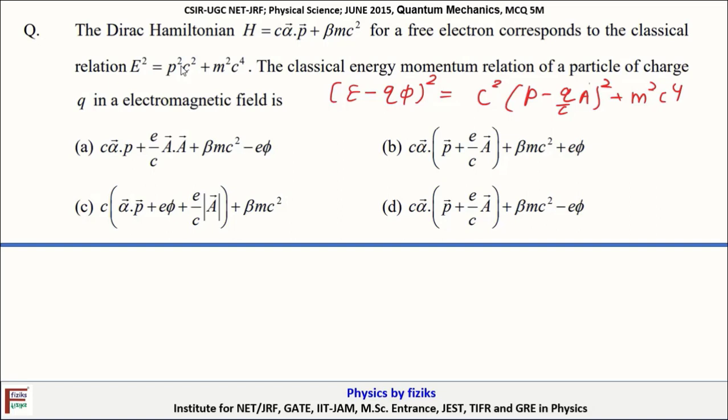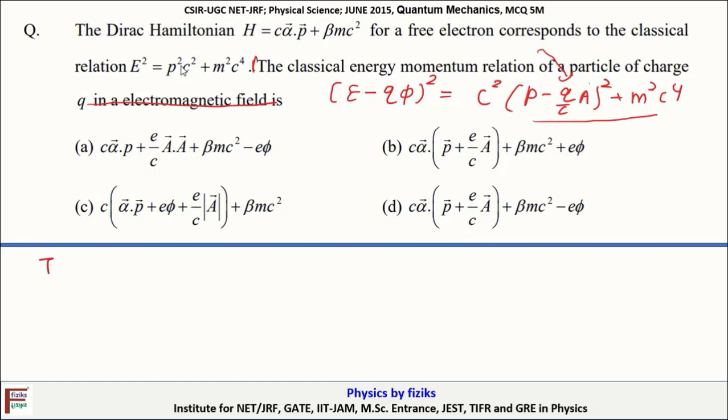So, the classical energy momentum relation for electromagnetic potential is, okay? So that relation should also be given in the question. Therefore, for the Dirac Hamiltonian question, there is a problem in the question. Here I will be writing the question from here.